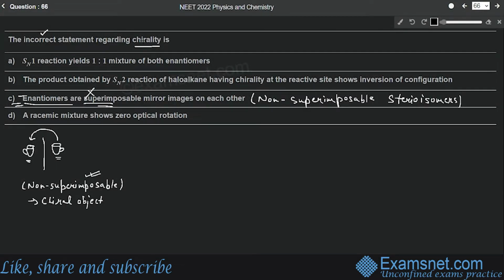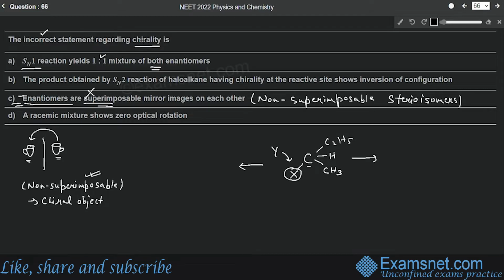First one is SN1 reaction yields 1:1 mixture of both enantiomers. So what do we mean by 1:1 mixture of both enantiomers? Let's understand this. Suppose we have a compound. This is the central atom, that is carbon, and there are 4 groups attached to it. One is methyl group, second is hydrogen, third is ethyl group, and the fourth one is an unknown group X. Okay, now a reaction has to take place such that this X has to be replaced by another group Y. Okay, so how will it happen? The reaction can take place in 3 different ways.